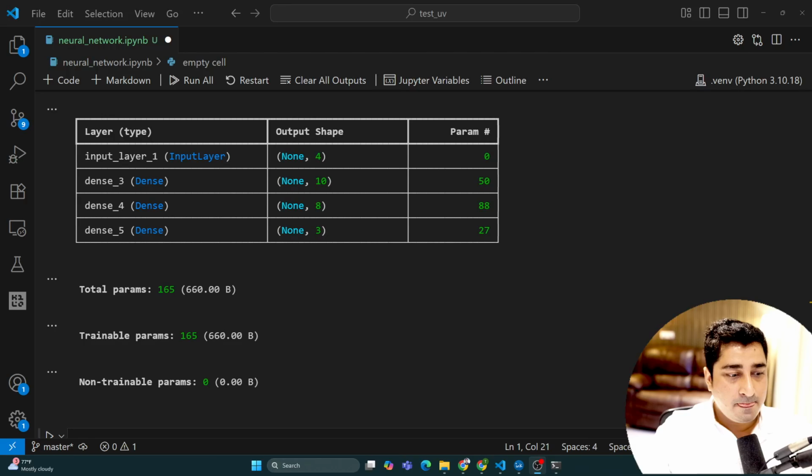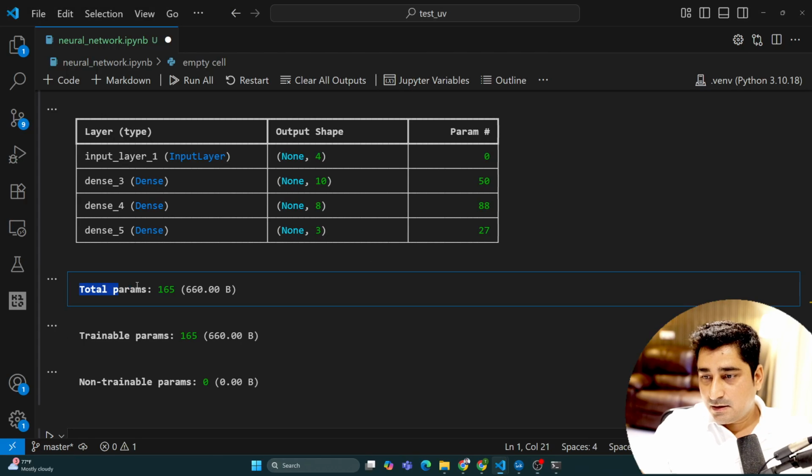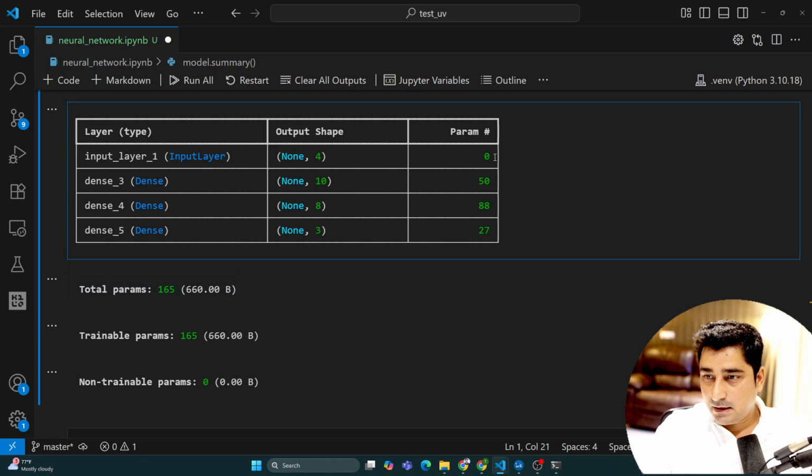Okay, everyone. One interesting question everyone tries to ask is how you can calculate the trainable parameters inside a neural network. For example, here it shows that the total number of trainable parameters is 165. Layer 0 is the input, so it has 0, but in layer 1 we have 50, layer 2 we have 88, and layer 3 we have 27. Now how is this math going to happen, how are we going to do the calculation?